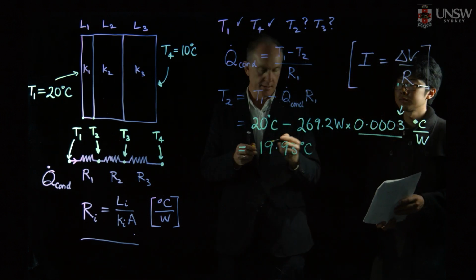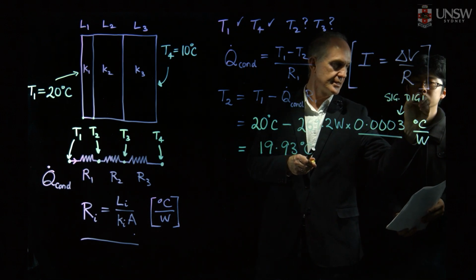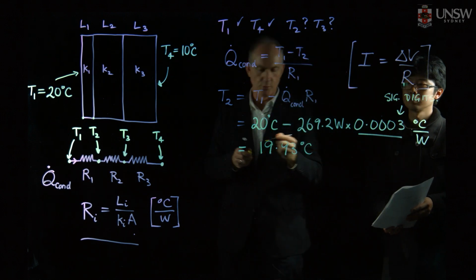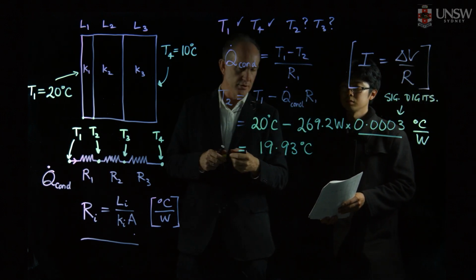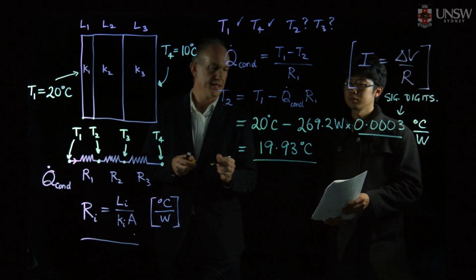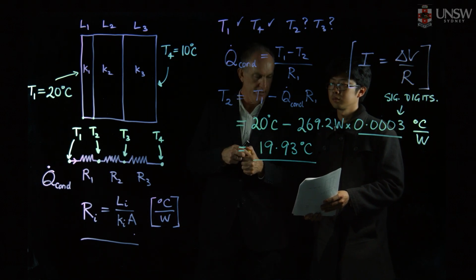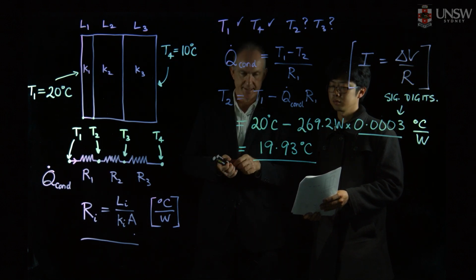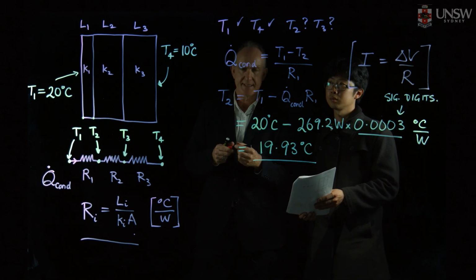Just be careful with this number here, just check significant digits. There might be a few more digits needed there just to get the right answer when you calculate this. But this is the correct answer. So, interesting there, we have only a small temperature difference across that inner layer, that first layer. Let's see what happens on the next layer.